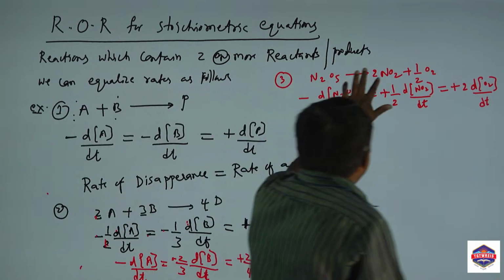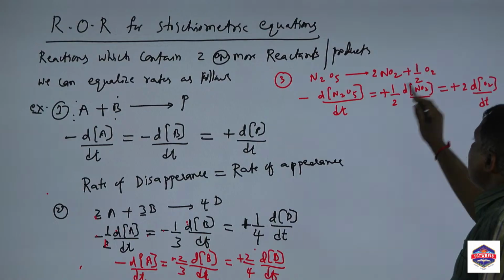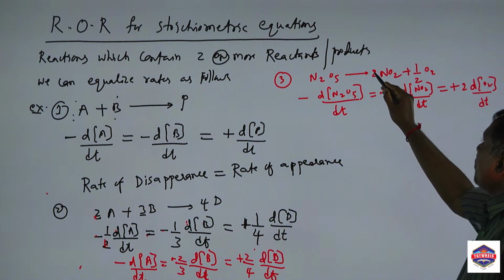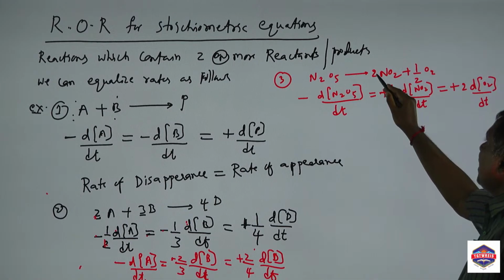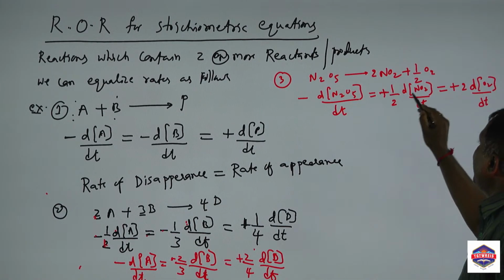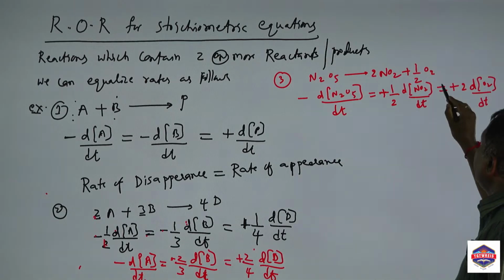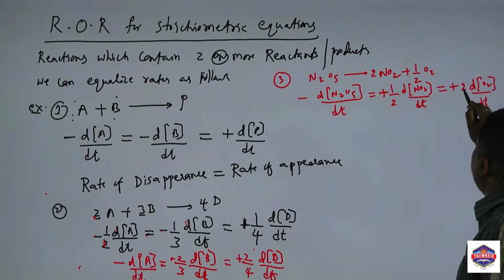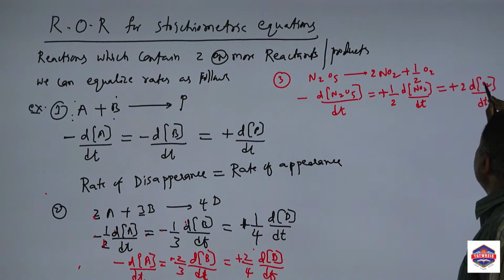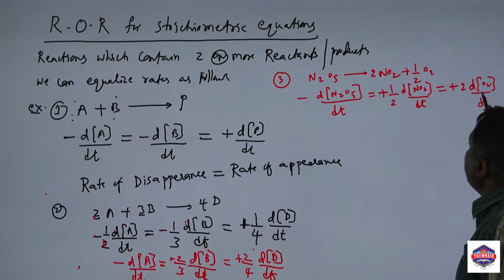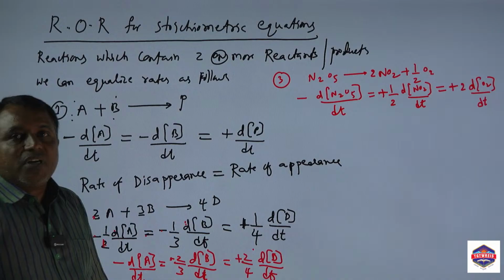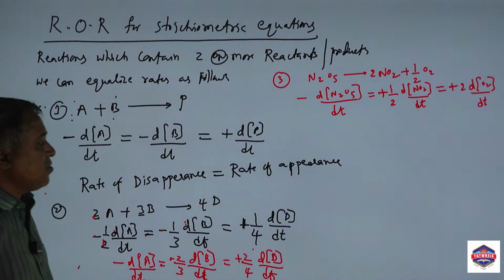For example, N2O5 gives 2NO2 plus half O2. So minus dN2O5 by dt is equal to, since this is a product, plus, and the reciprocal of 2 is 1 by 2 dNO2 by dt, and it is equal to the reciprocal of 1 by 2, meaning 2, and since this is a product, we place the positive sign before dO2 by dt. This is the way of writing rate of reactions in case of stoichiometric equations.